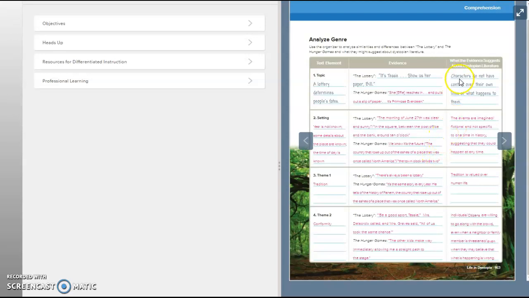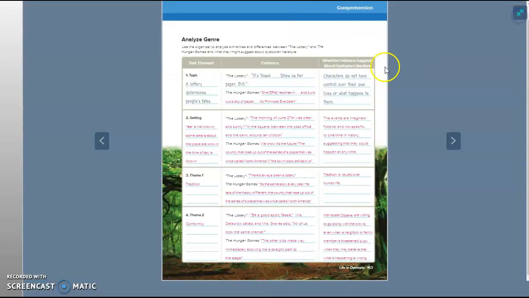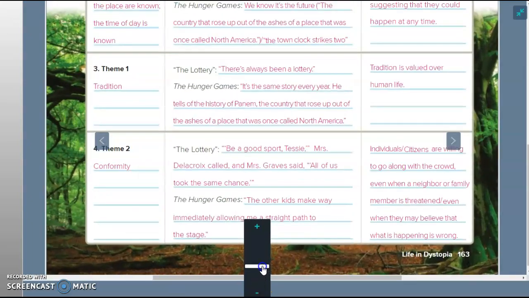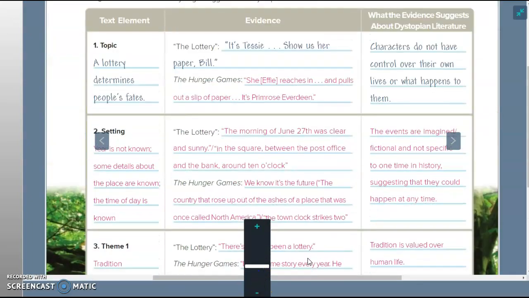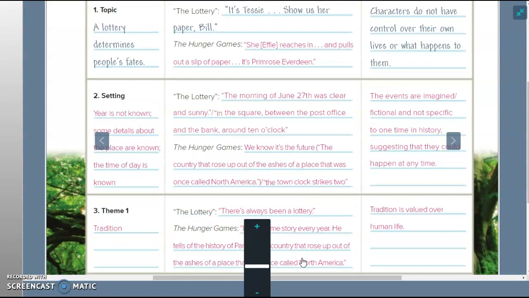So what does this evidence suggest about dystopian literature? The events are imagined, fictional, and not specific to one time in history, suggesting that they could happen at any time. All right, so then I'm just going to blow this up so you guys can see it a bit better. All right, so the morning of June 27th was clear and sunny in the square between the post office and the bank around 10 o'clock.